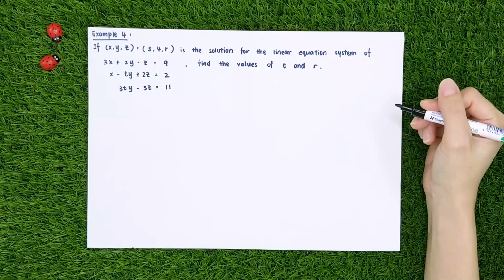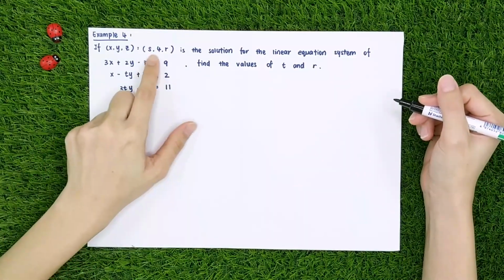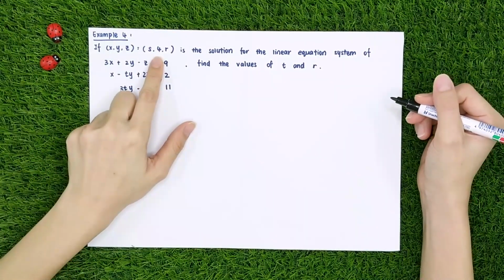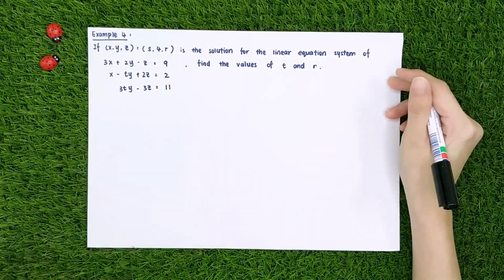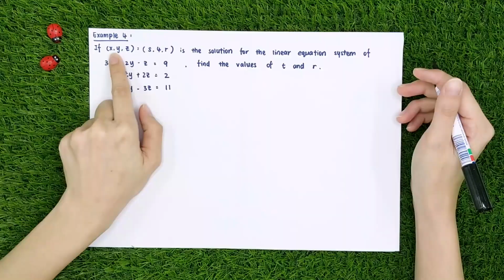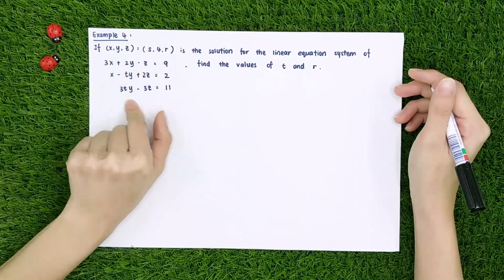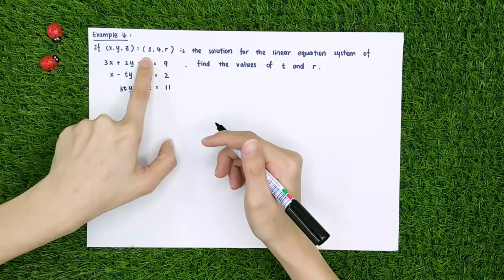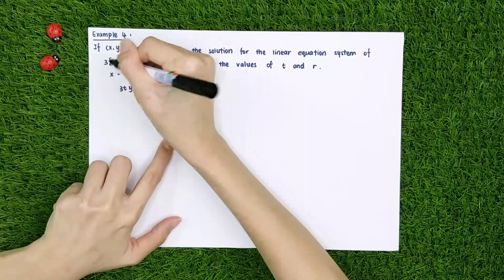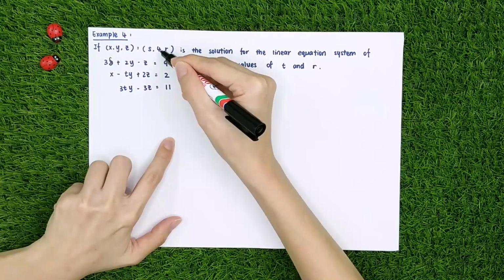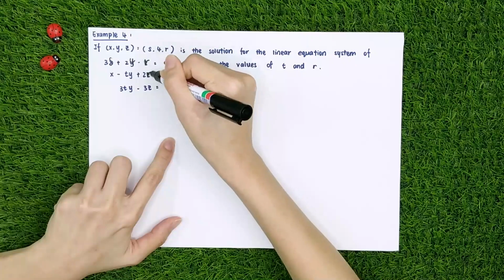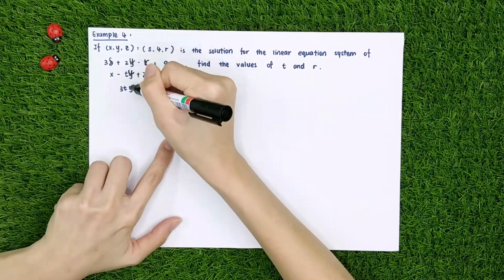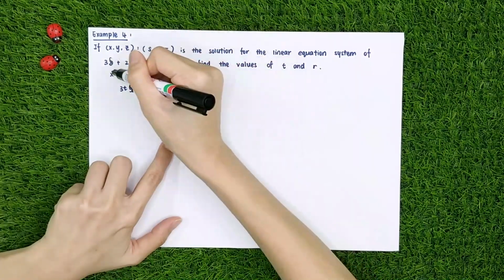Example 4, if x, y, z equals s, 4, r is the solution for the linear equation system of this, find the value of t and r. Okay, so now I will substitute all the values of x, y, z into this equation. So my value of x is s. Value of y is 4. And value of z is r.